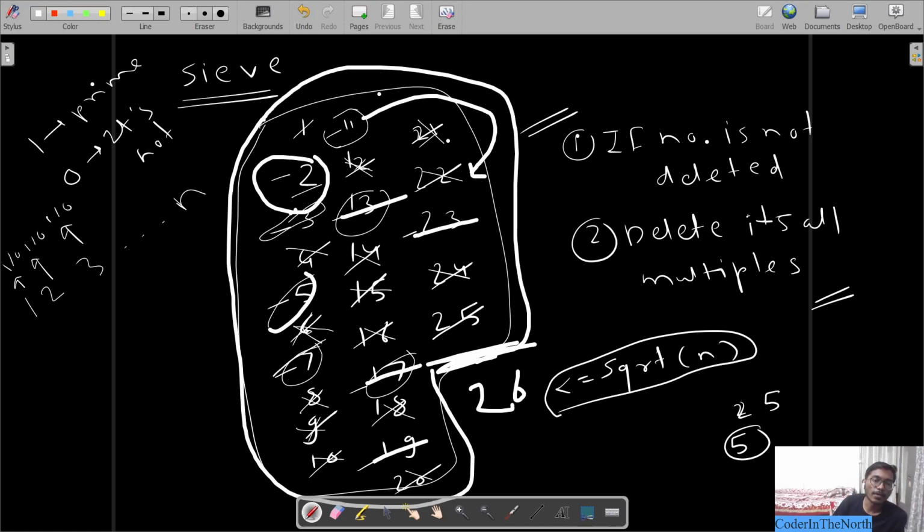Like take 7. What is the next multiple of 7? 14. But it was already deleted by the number 2. Okay. 21. 21 was already deleted by the number 3. Now take 11. 11's next is 22. 22 was already deleted by 2. So we have to just go till square root of n. And another thing was like see.